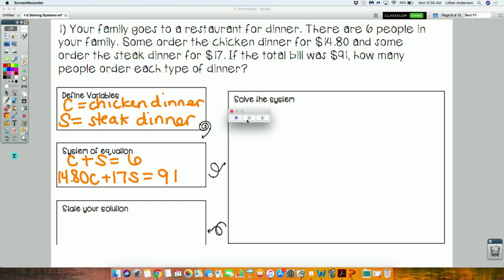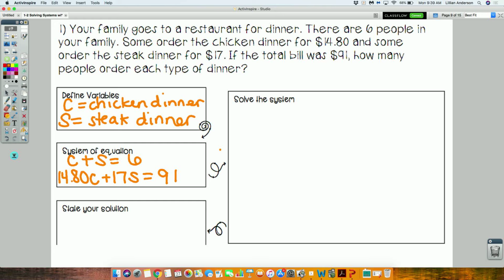Perfect. What did you get for chicken dinners? How many chicken dinners do we have? 5. How many steak dinners? 1. Yes. So, how'd you solve this system? Did you guys use substitution or elimination? I used elimination. Elimination? Okay. Isabel, what did you eliminate? The C or the S?